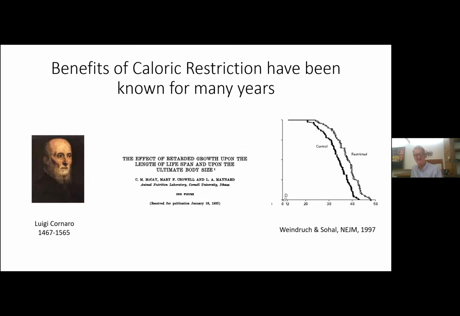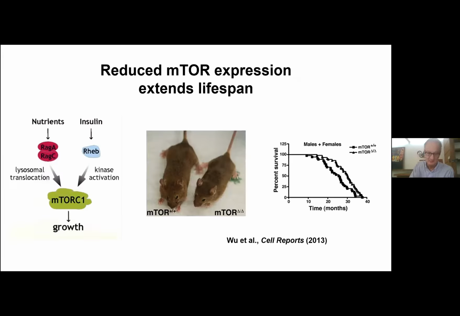And although this has been described for the last 500 or so years, remarkably, there's still a lot of mystery about how this happens. Not that there hasn't been progress, and certainly one of the links between food intake, food availability, and lifespan comes through a pathway that we've already heard quite a bit about, which is the mTOR pathway. There's a significant amount of evidence that suggests that reducing mTOR activity, which mimics reduction in food availability, extends the lifespan of organisms.